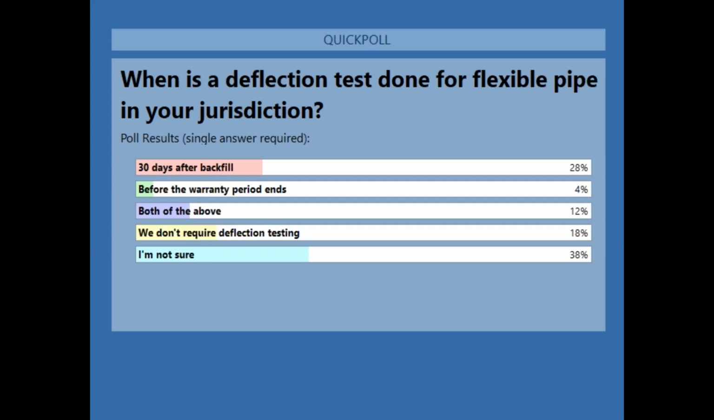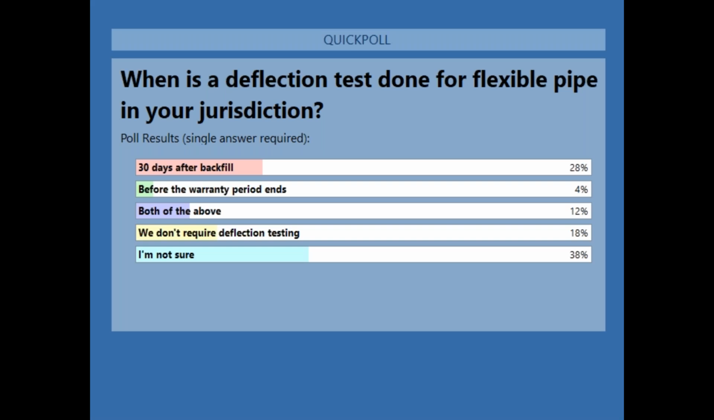Okay, so Riley, your responses there: 28% say they do it 30 days after backfill. 4% do it before the warranty period ends. 12% do both 30 days and before the warranty period ends. 18% do not require deflection testing, and 38% are not sure. So quite a mix there.